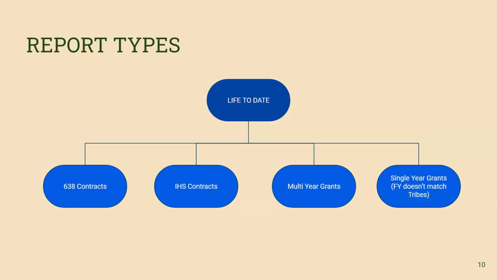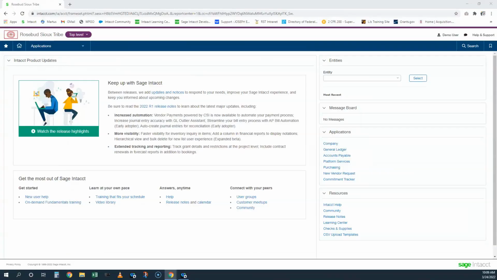So in a situation like Head Starts where they run from April to March, a fiscal year report is only going to grab part of that activity for the funding source. A life-to-date report would grab both of those because their fiscal year straddles 2 different fiscal years for the tribe.